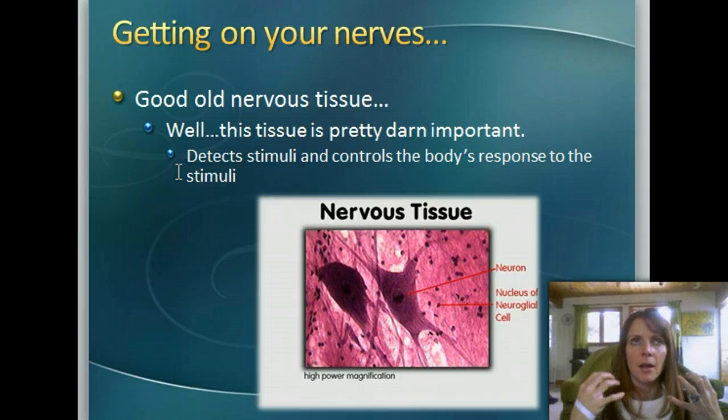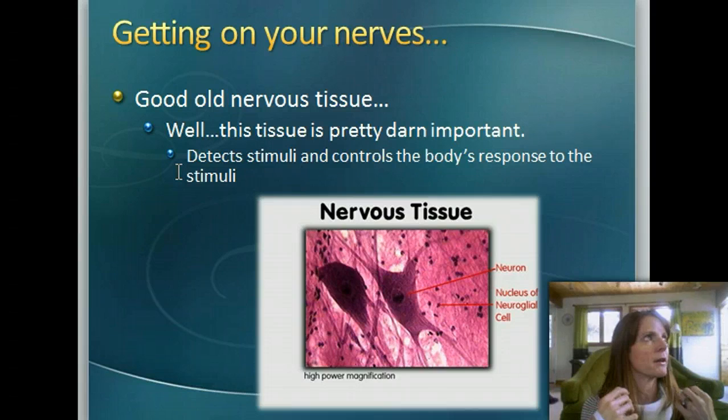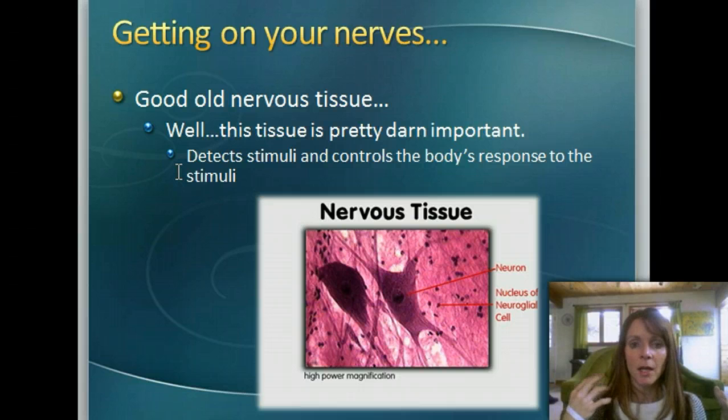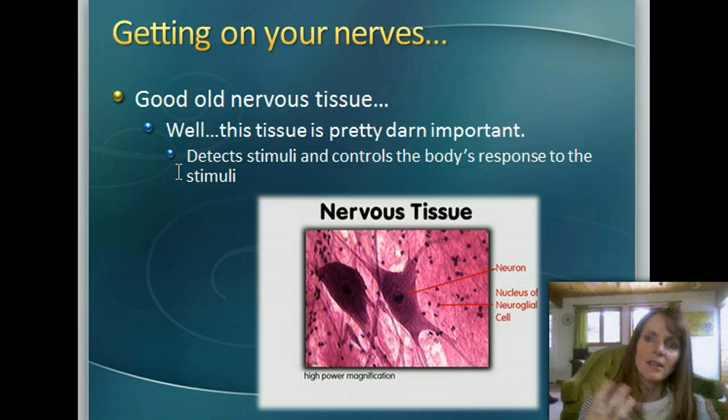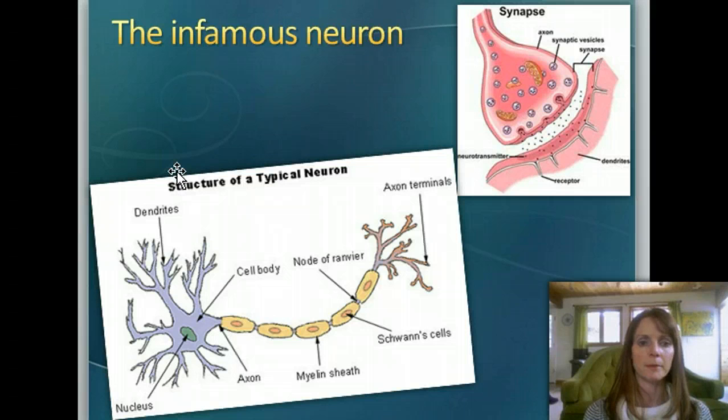But nervous tissue detects stimuli and controls the body's response to stimuli. So not only does it detect it, oh my gosh, I feel cold. I'm looking outside right now and it's snowing out. So I'm cold. I can detect that because of my nervous system. And what's my body's response to that stimuli? Well, I might start chattering and shivering because what your body is saying is we need to generate heat. The reason why you shiver is it's contracting your muscles, and when you contract your muscles, you're generating heat to try and keep those vital organs warm, okay? So that's an example of detecting the stimuli and then controlling that and having a response to it.